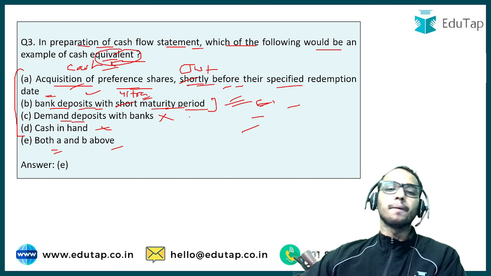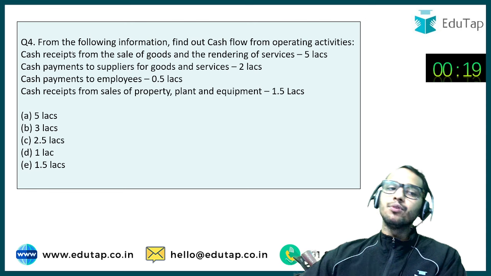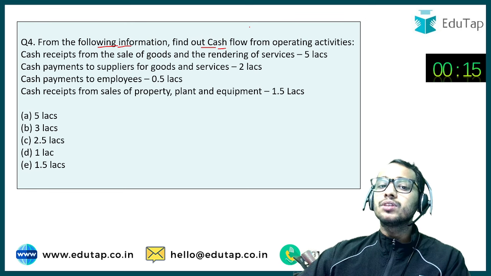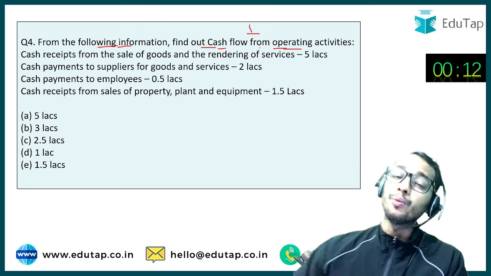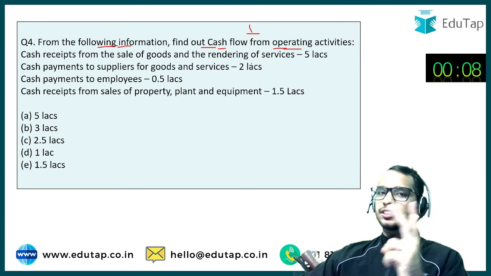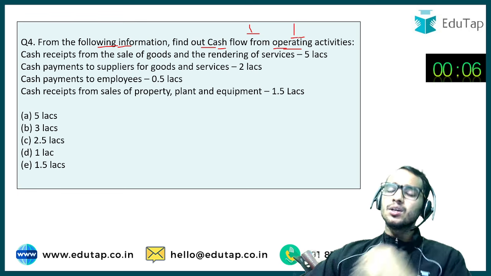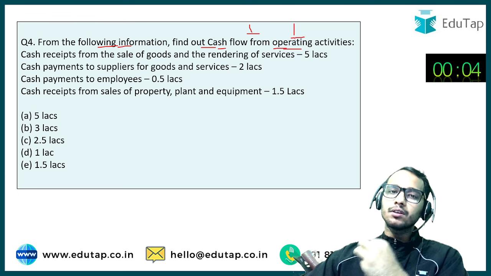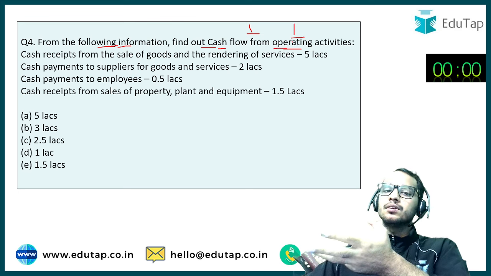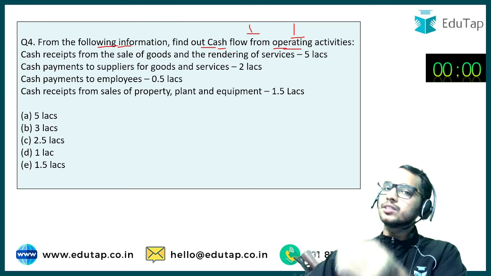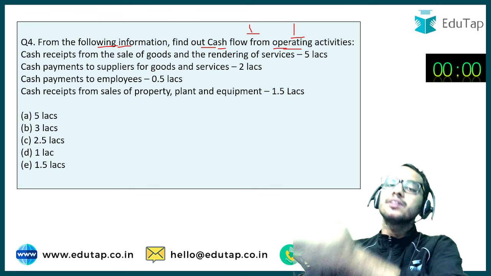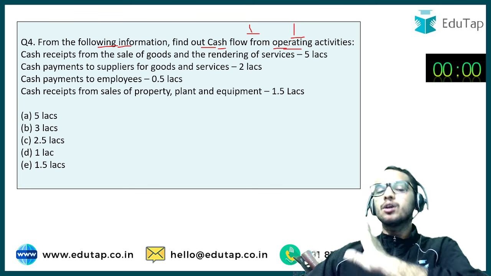Okay. Now let's move ahead with the fourth question of the day that says, from the following information, find out the cash flow from operating activities. We have discussed that we have three types of activities: operating, investing, and financing. Operating means whatever regular business activity the business is doing, and whatever cash the business generates out of it, that will be operating activities, and whatever cash payment they are making will also be included in the operating activities.